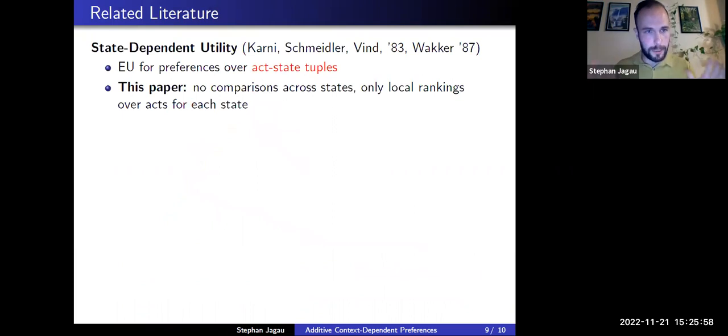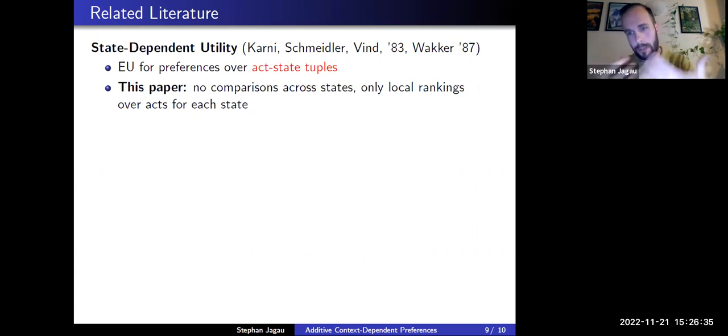Now, let me talk a little bit about the related literature before I close. Something that this relates to at a high level, of course, is state-dependent utility. Here are some examples: Karni, Schmeidler, and Vind, well known; Wakker, well known from '87. What happens in those papers is we look at expected utility state-dependently for preferences over act-state tuples. Now, what's different here? Well, I don't allow for any comparisons across states to be made by the decision maker. I only need local rankings over X for each state.